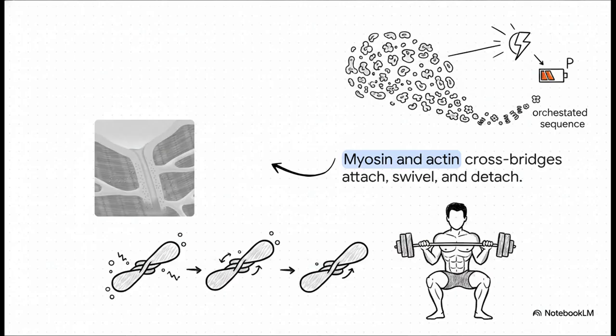Once that signal hits, energy is derived from ATP hydrolysis. This allows millions of microscopic myosin and actin crossbridges to attach, swivel, and detach. To put this into perspective, a single crossbridge generates about 4 piconewtons of force. So get this. Squatting a 100-kilogram weight requires roughly 245 trillion of those crossbridges firing in a perfectly orchestrated sequence. That internal microscopic force is what eventually moves your whole macroscopic body.